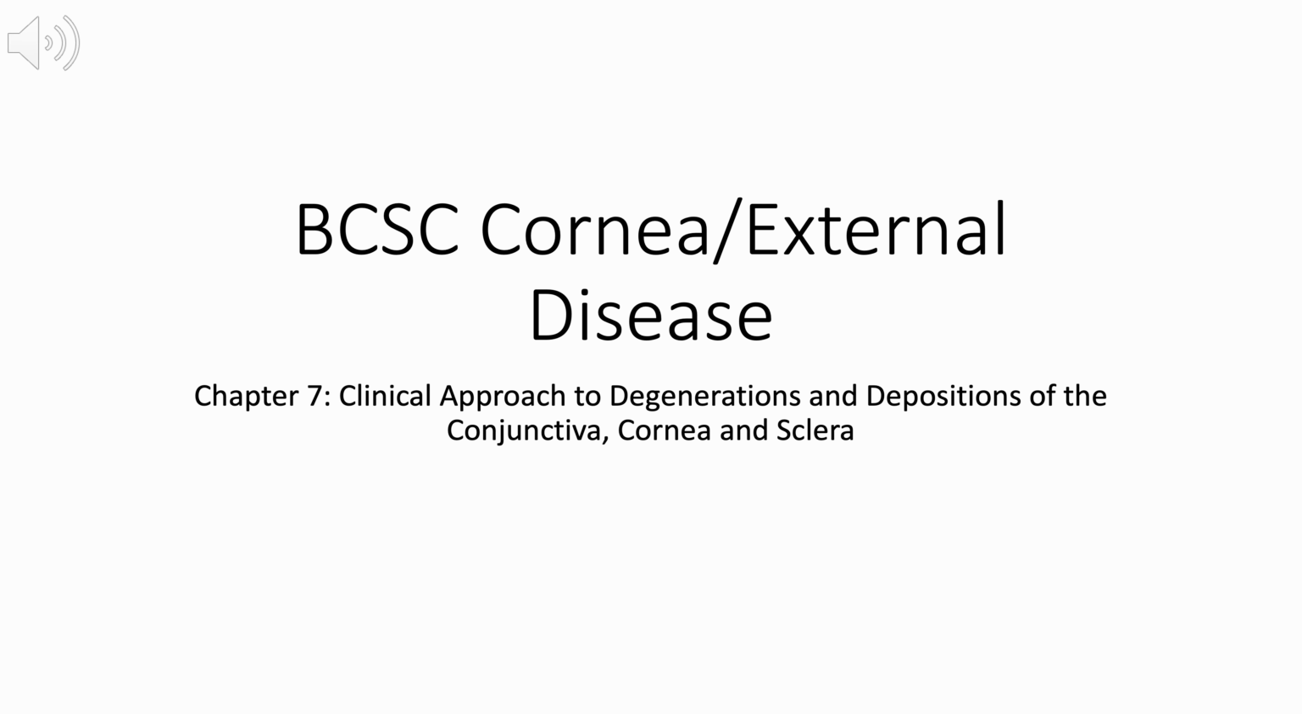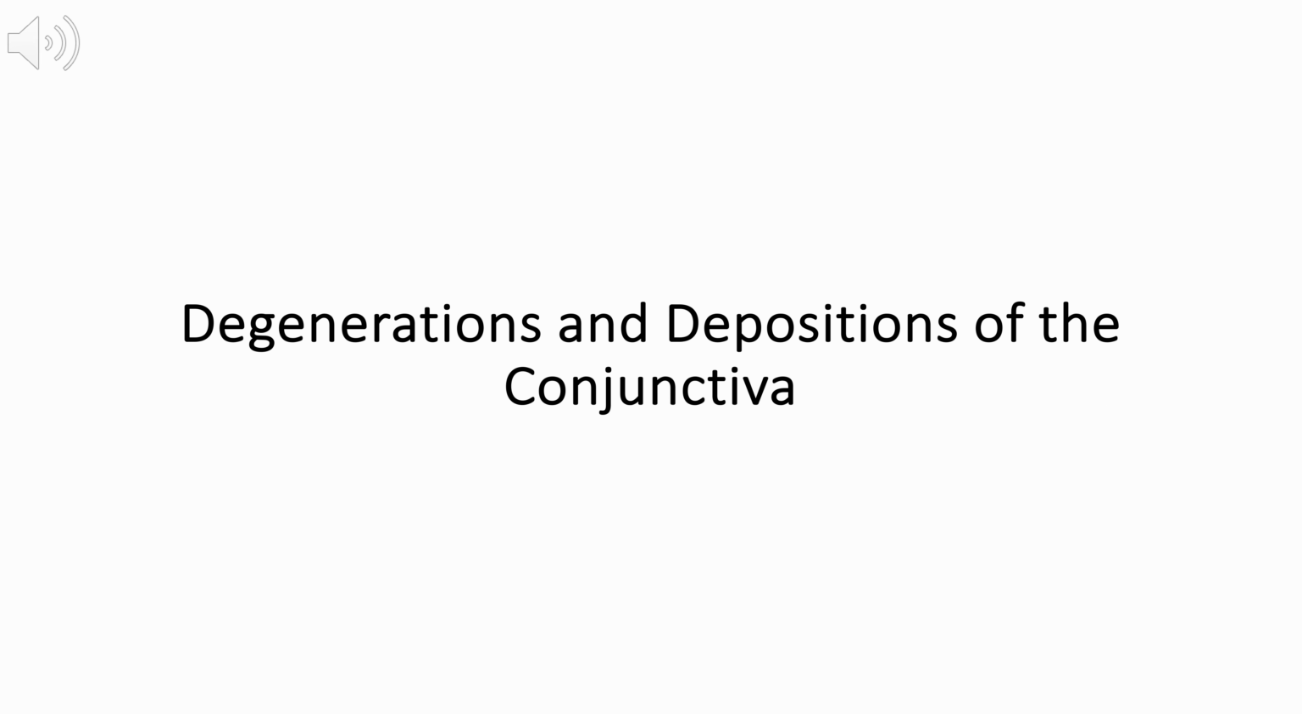We will then have a very brief discussion on degenerations and depositions of the sclera. Finally, we will conclude this section with a discussion on drug-induced corneal depositions and pigmentations, highlighting common medications, their characteristic appearances, and clinical significance. By the end of this lecture, you should have a clear understanding of the patterns, causes, and management considerations for each of these ocular surface and stromal conditions, as well as the ability to recognize them in clinical practice. Let's get started on the first section that highlights degenerations and depositions of the conjunctiva.